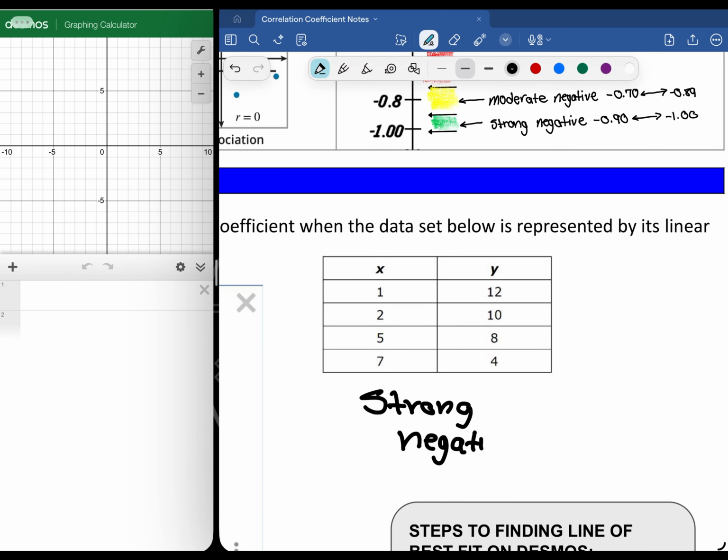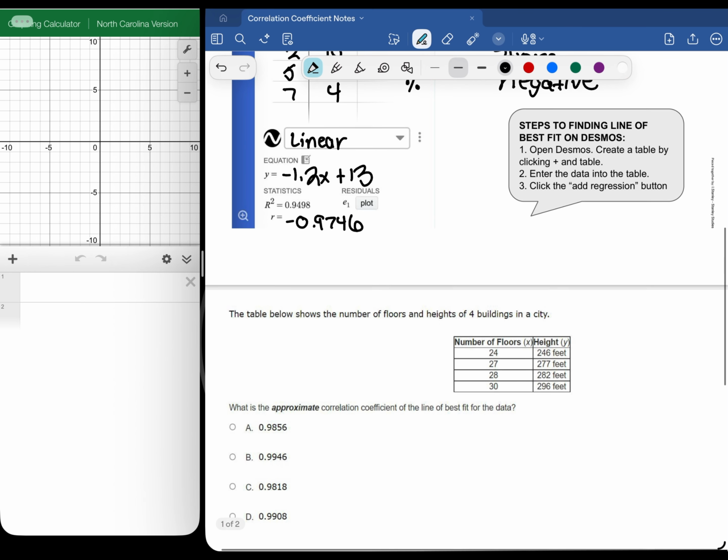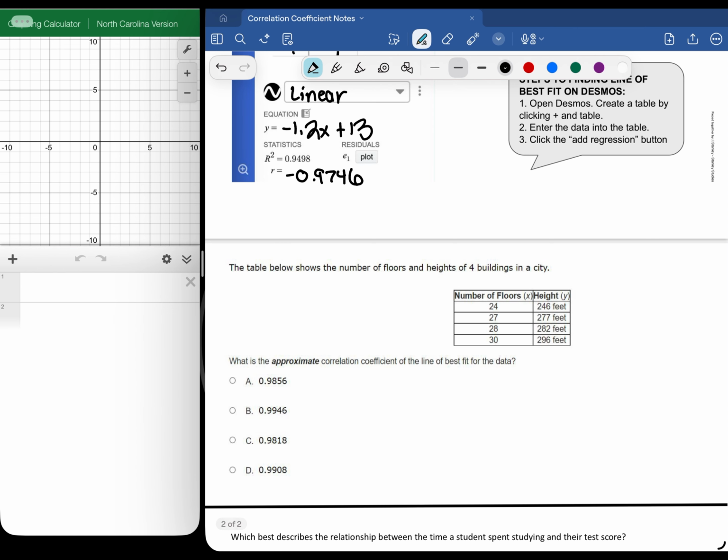So now let's move to example 2. In example 2, it says the table below shows the number of floors and height of 4 buildings in a city. What is the approximate correlation coefficient of the line of best fit for the data? So when we start to solve this problem, we already know what we're looking for because they told us we need the correlation coefficient. All right, we're looking for the line of best fit.